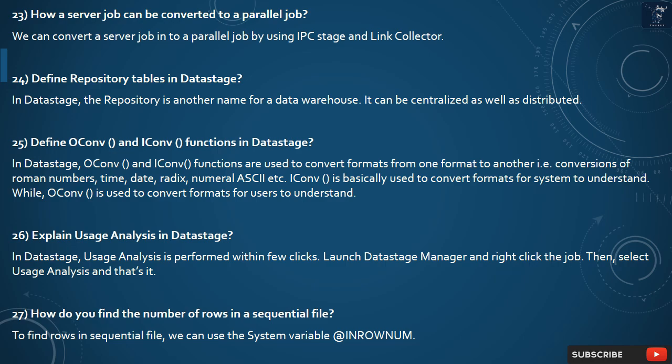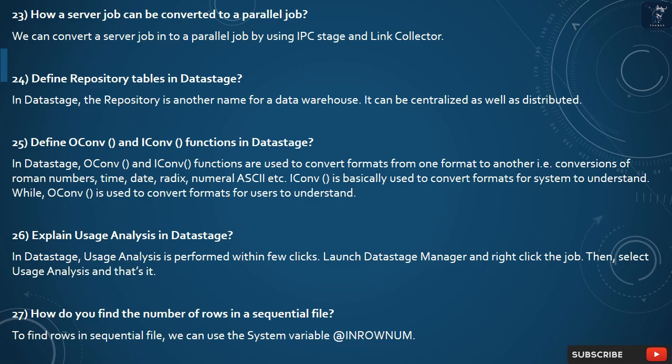25. Define OCONV and ICONV functions in DataStage. In DataStage, OCONV and ICONV functions are used to convert formats from one format to another, i.e. conversions of Roman numbers, time, date, radix, numeral ASCII, etc. ICONV is basically used to convert formats for system to understand, while OCONV is used to convert formats for users to understand.